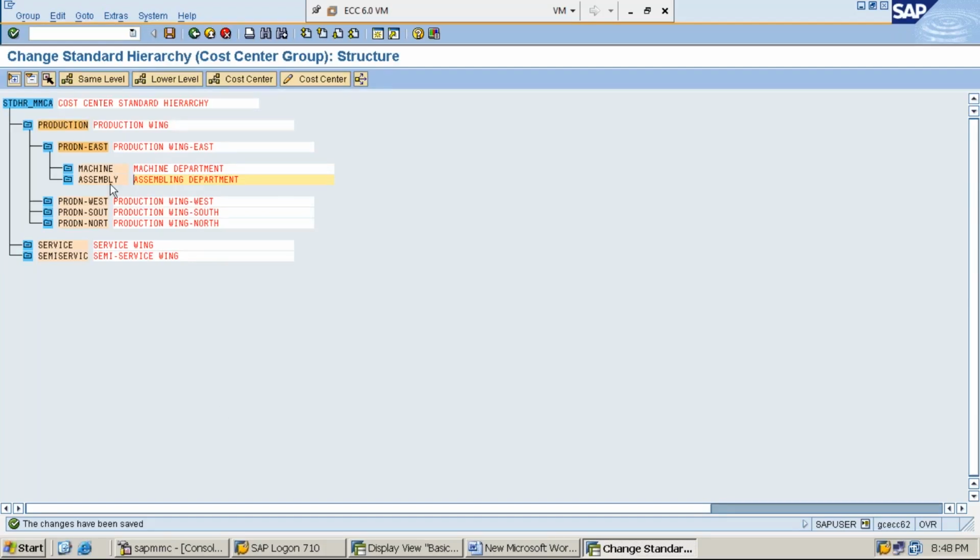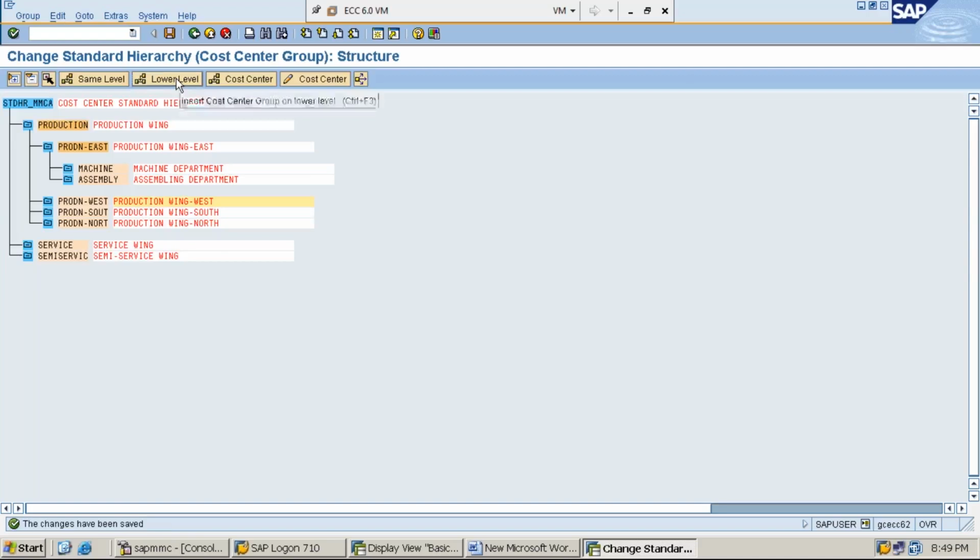So continuation in your notes. Maintain machine and assembly departments in other production wings as well. Write down as it is, whatever I am telling. Taken the point? Yes. Okay, now I'm maintaining in the west production wing. So keep the cursor on the description of production wing west.